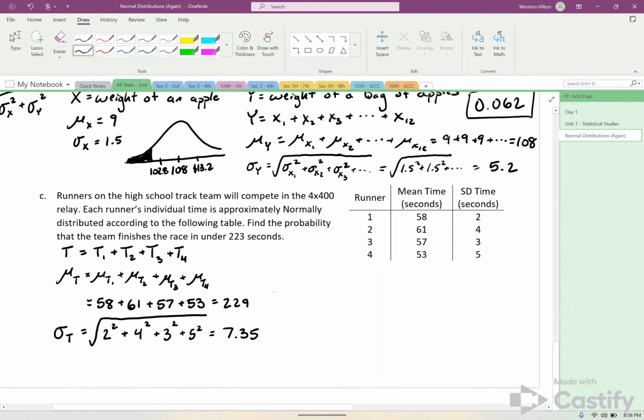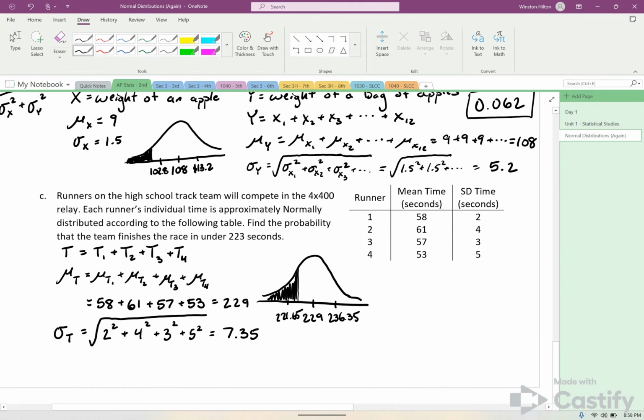So the team's total time follows a normal distribution, because this is a sum of normal random variables, with a mean of 229, a standard deviation of 7.35. So that would be like that. Okay. We want to find the probability that their time is less than 223 seconds.